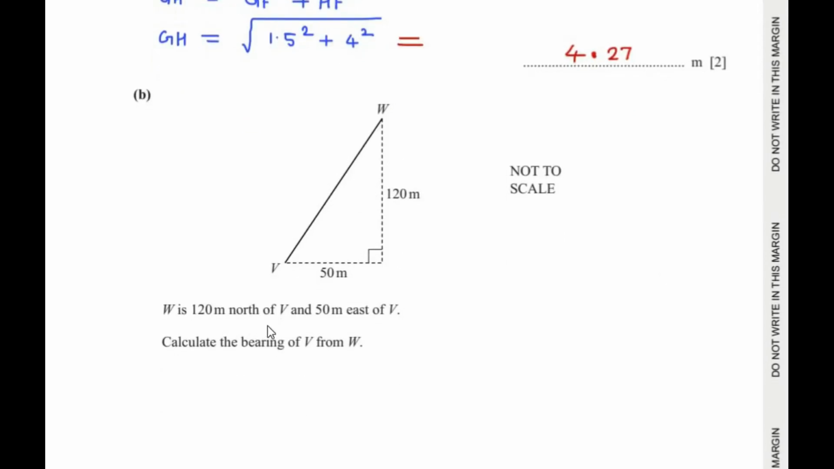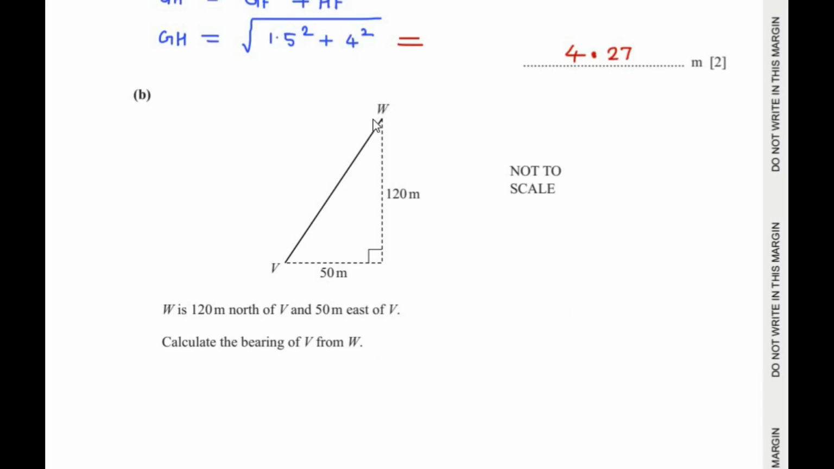W is 120 meters north of V and 50 meters east of V. Calculate the bearing of V from W. Now here W is placed in such a way that it is at the north of V, that is it is placed at the top of V, and its direction is a little tilted, that is towards the east. So we can see there is an inclination between the points V and W. Now we have to find out the bearing of V from W.